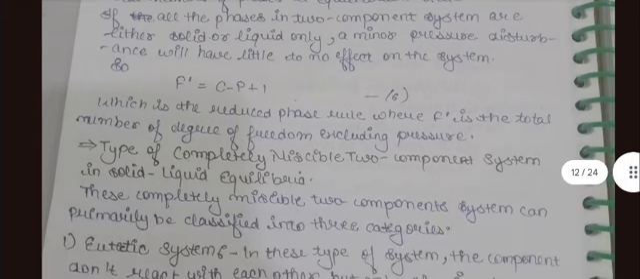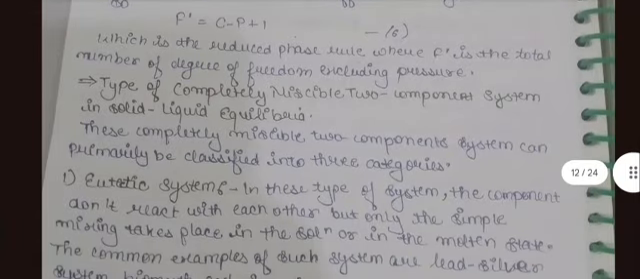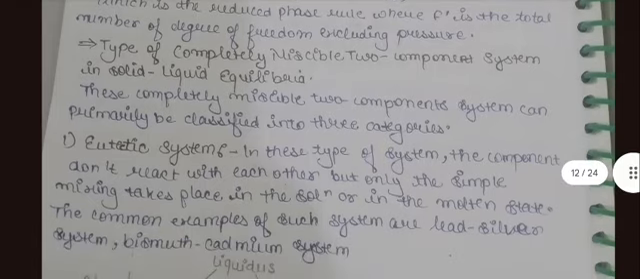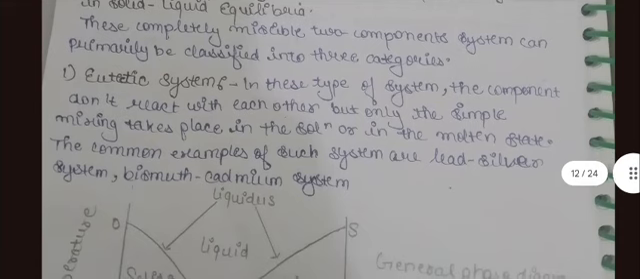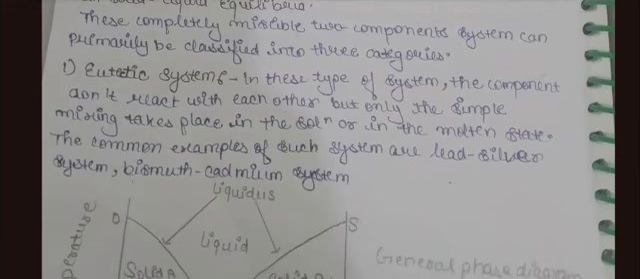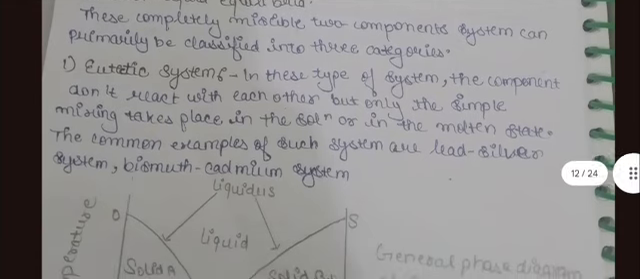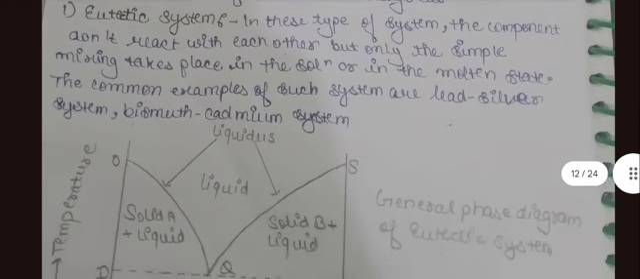So F' is equal to C minus P plus 1, which is the reduced phase rule, where F' is the total number of degrees of freedom excluding pressure. A type of completely miscible two component system is solid-liquid equilibrium. This completely miscible two component system can primarily be classified into three categories. Eutectic system: in this type of system the components do not react with each other, but only simple mixing takes place in the solution or in the molten state.